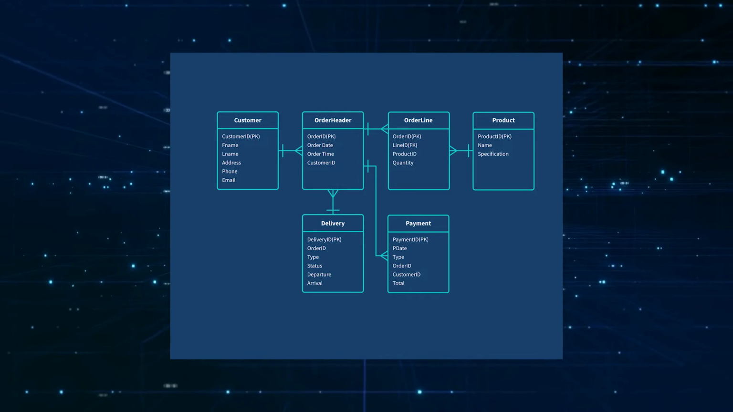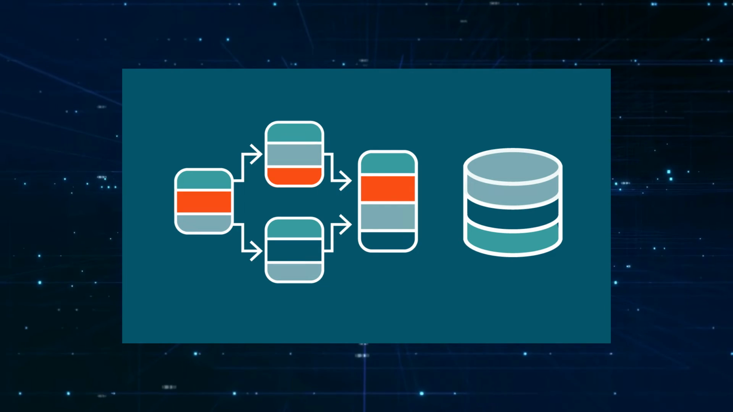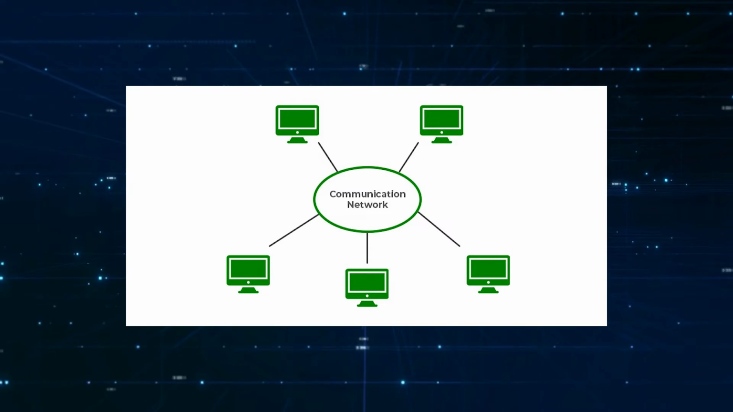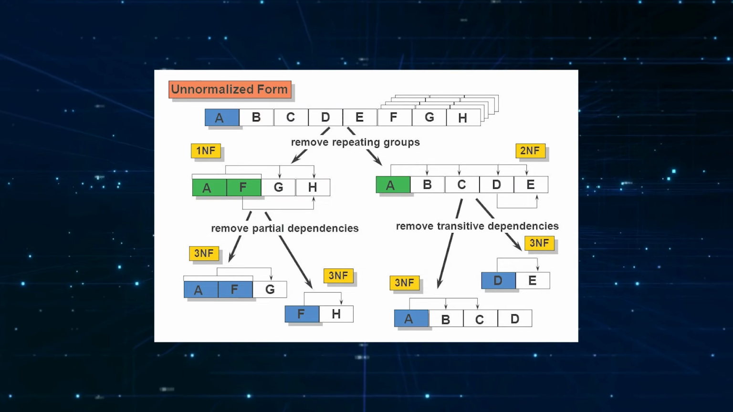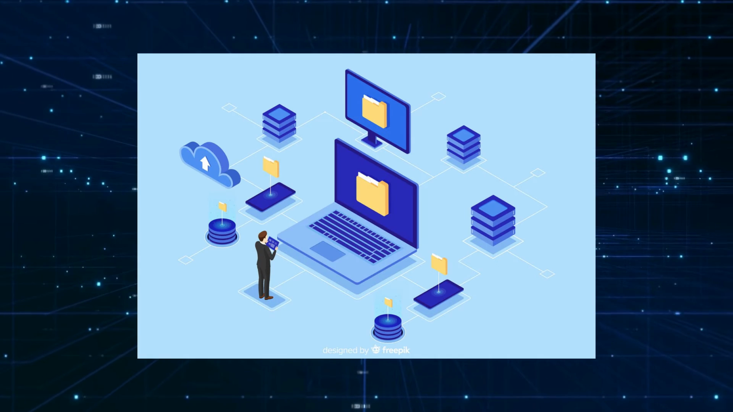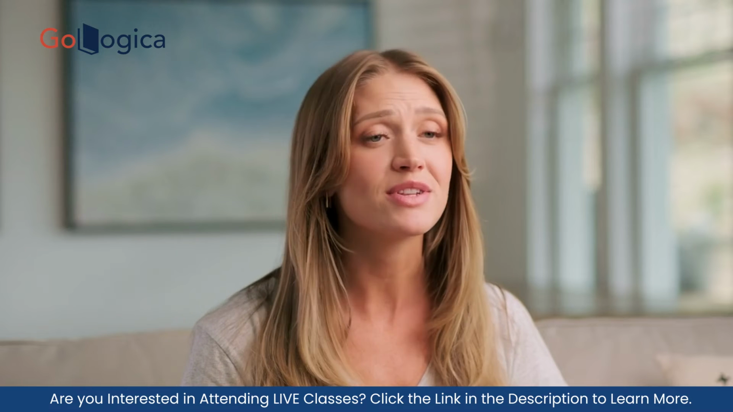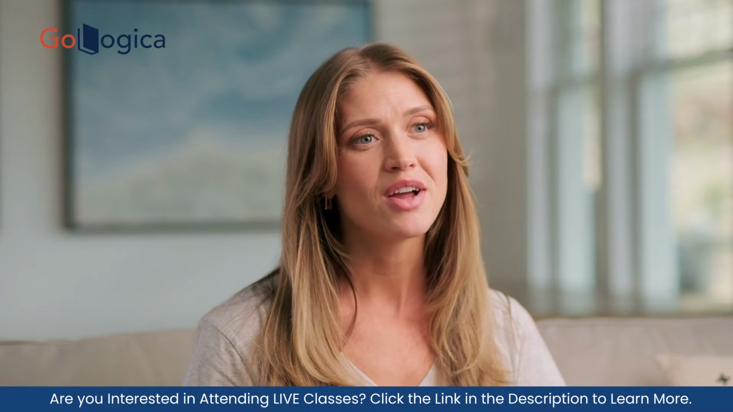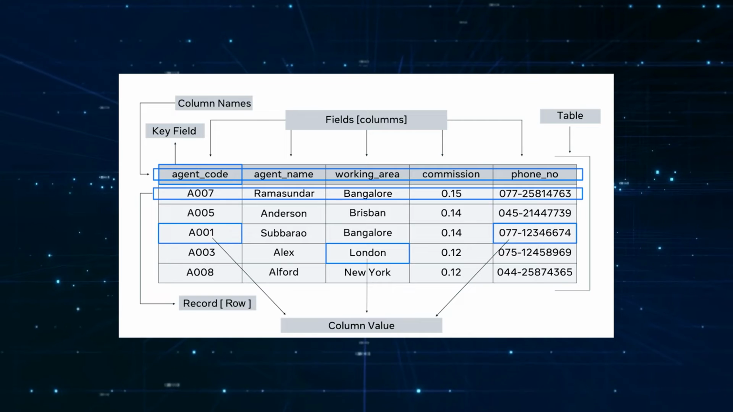Data modeling in Apache Cassandra is significantly different from traditional relational databases due to its distributed architecture. Instead of normalizing data across multiple tables, Cassandra relies on denormalization and duplication to optimize read performance. A well-designed data model in Cassandra starts with understanding query patterns and then structuring the tables accordingly.